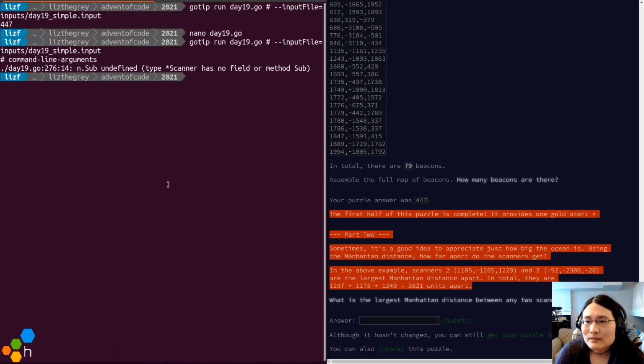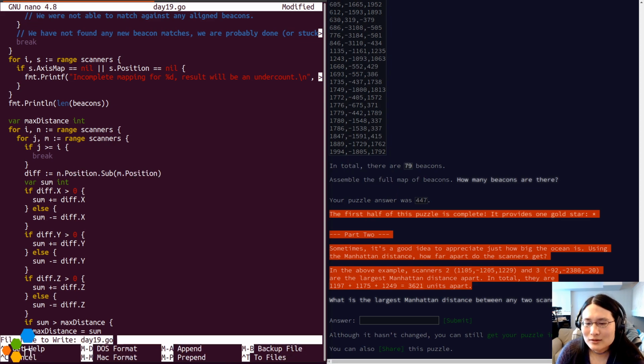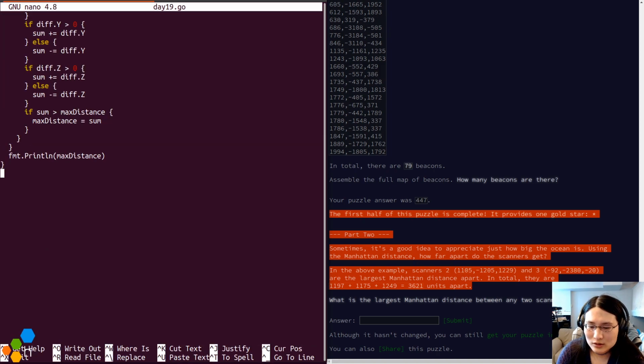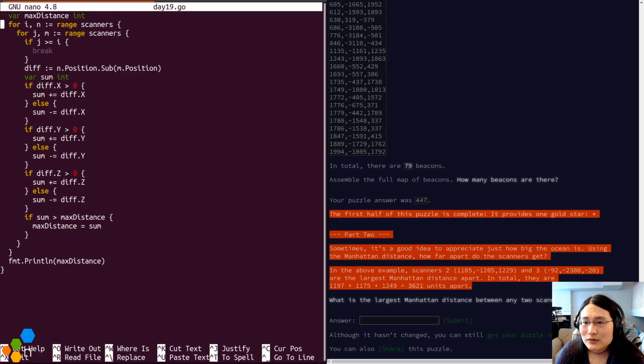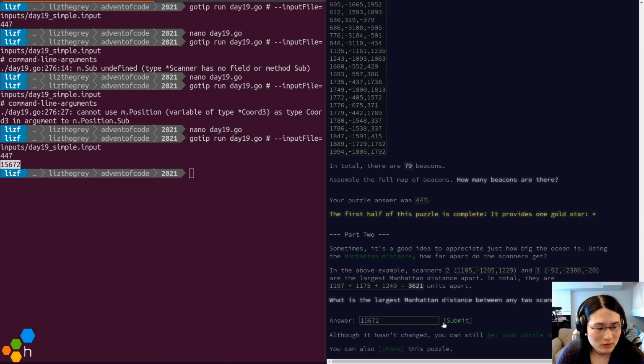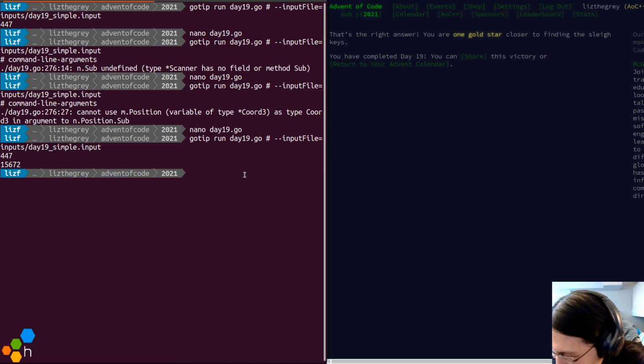Okay. Oh, it's not sub, it's n dot position, sub m dot position. Oh. And of course, I have to dereference the pointer. That's correct. Done. Okay, cool. That was it. That was fun. Yeah, I'm glad I could figure out the trick.